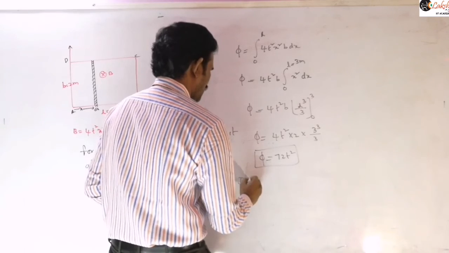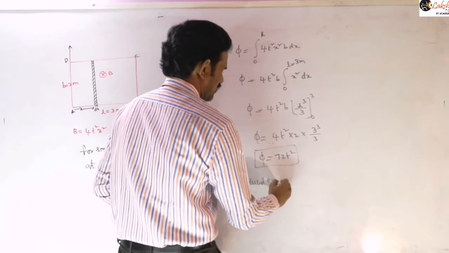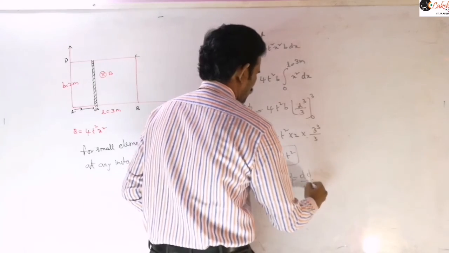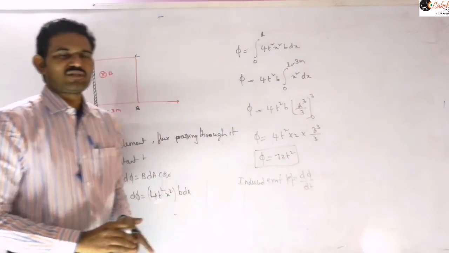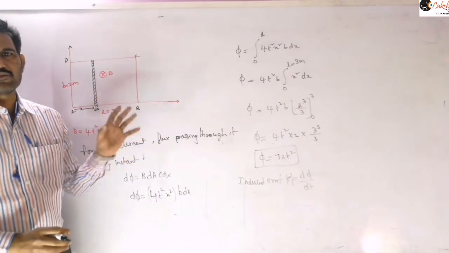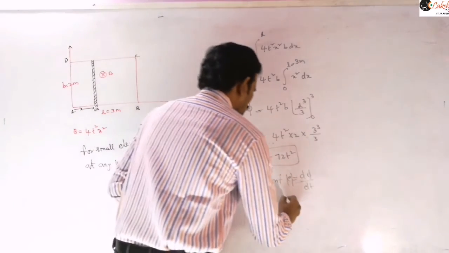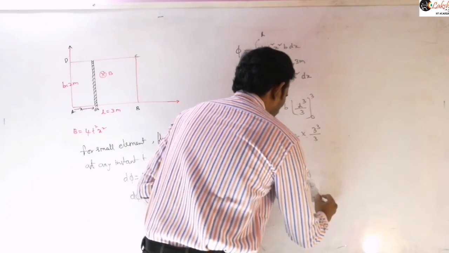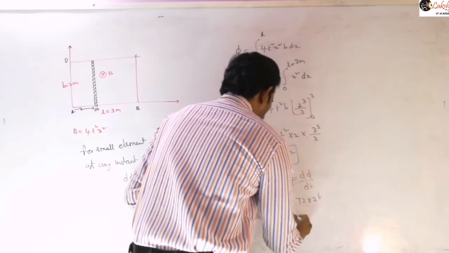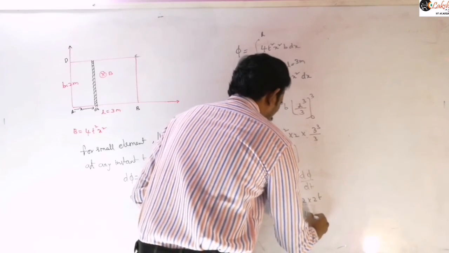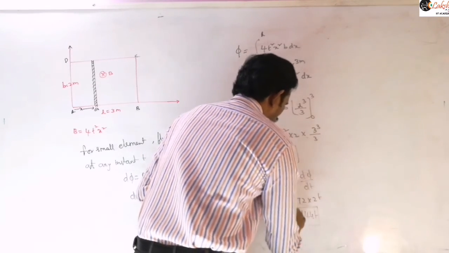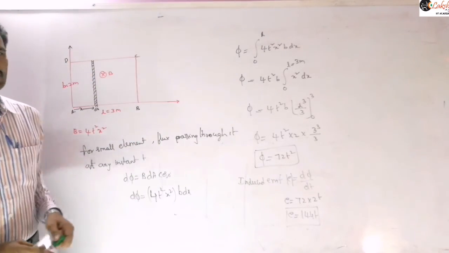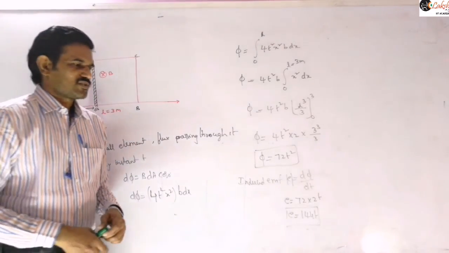Now the induced EMF, we can write this as induced EMF is equal to modulus of dφ/dt. So now you can differentiate with respect to time here, that gives the induced EMF produced at that instant. Therefore this induced EMF is equal to 72 into t² differentiation, so 2t you can write, therefore induced EMF is equal to 144t. So this will be the induced EMF produced at any instant of time there, right? So that is the induced EMF calculation there.